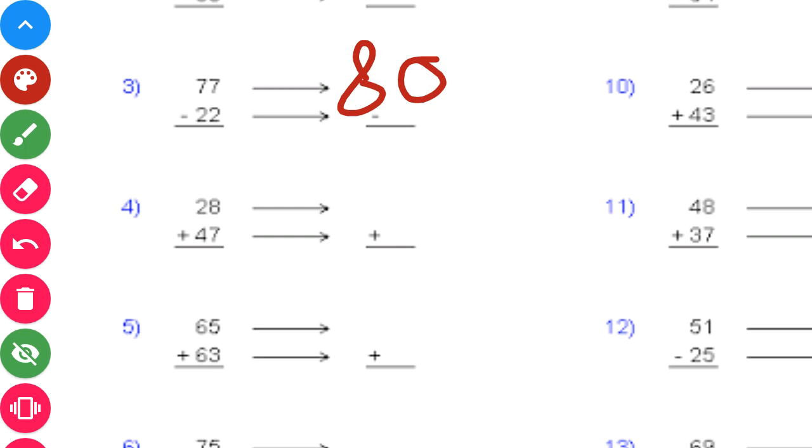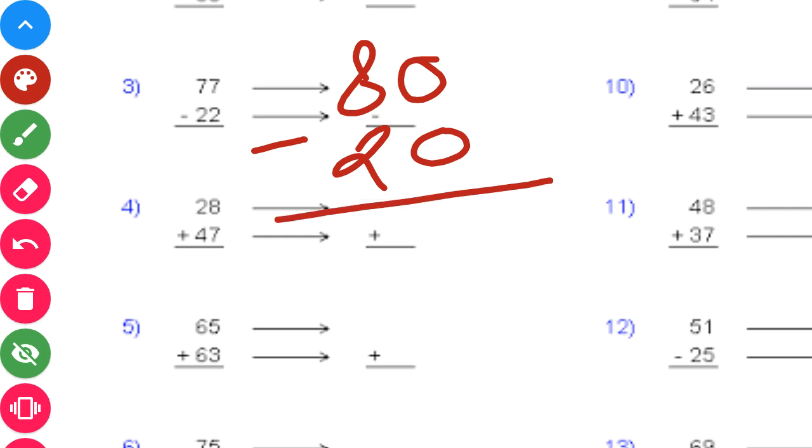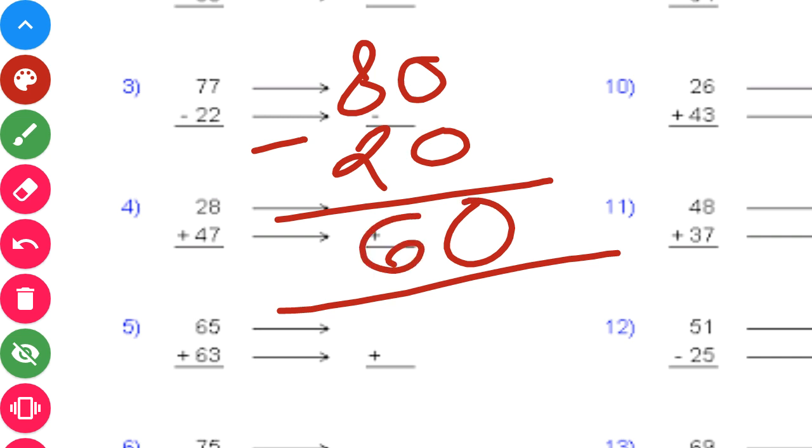Now 80 minus 22. 22 we will round off. So the number given at ones place is 2, which is smaller than 5. So this number 2 will become 0 and the number given at tens place will remain the same, 20. Now 80 minus 20, what will we get? 80 minus 20 we will get 60.